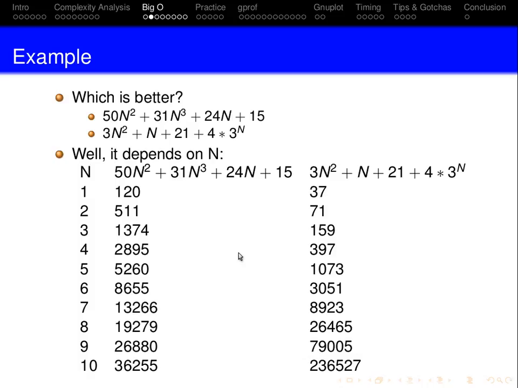Well, it depends on n. If you actually start running it out, if n is just 1, you're only computing one thing, probably not doing too much. 170 computations versus 37, so it looks like the first one's winning. But once you start going down, where's the break? Right around 8, 19,000 versus 26,000, and all of a sudden 36,000 at 10, and oh my goodness, 236,000. So it looks like for very small numbers, the second one's better, but afterwards, the first one's a lot better.